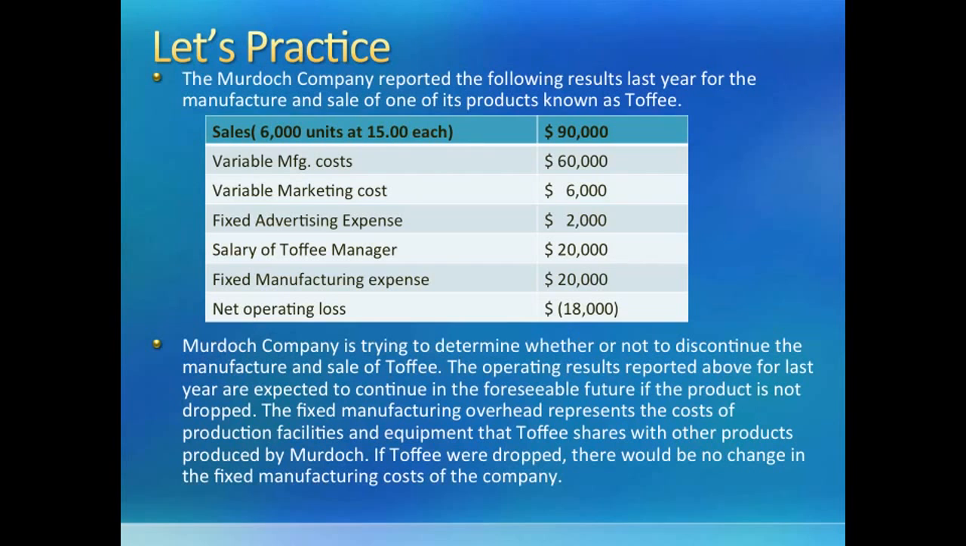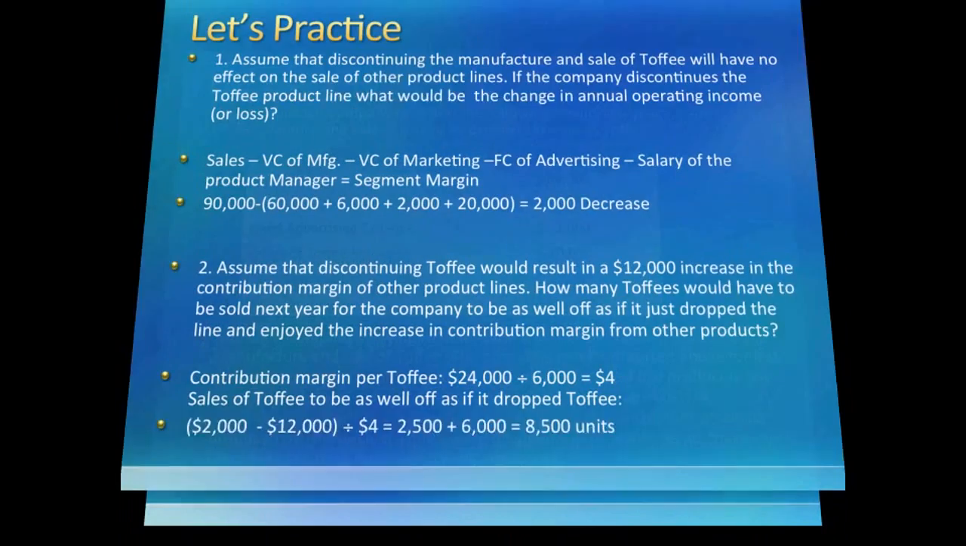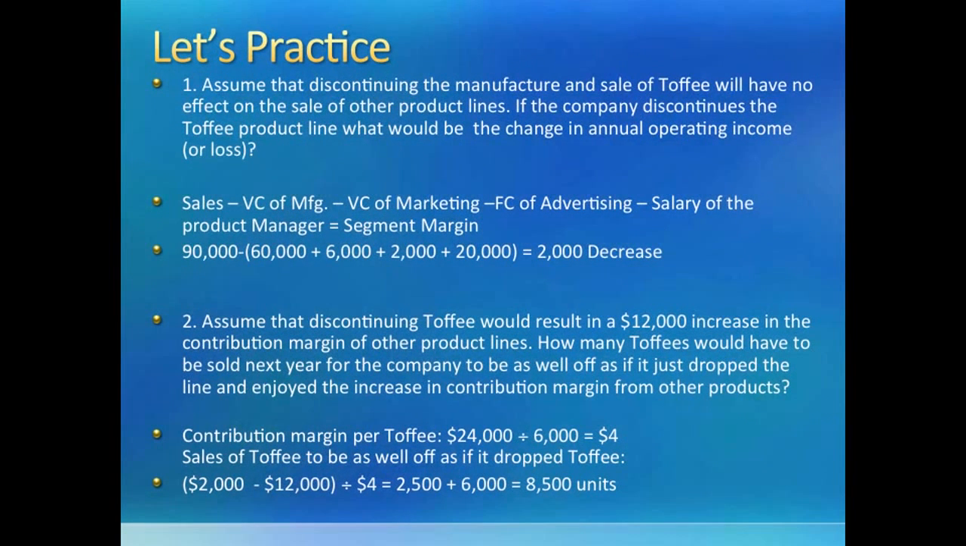Here, we are given a company that's currently selling 6,000 units at $15 each. You are given some variable and some fixed costs. The company is trying to decide whether or not to discontinue the manufacture and sale of this product called toffee. The question tells you that all the manufacturing costs are going to remain even if this product is dropped. First thing to notice in this problem is that the company is currently losing $18,000 a year. The question is, if they drop the product, will they be better off or not?